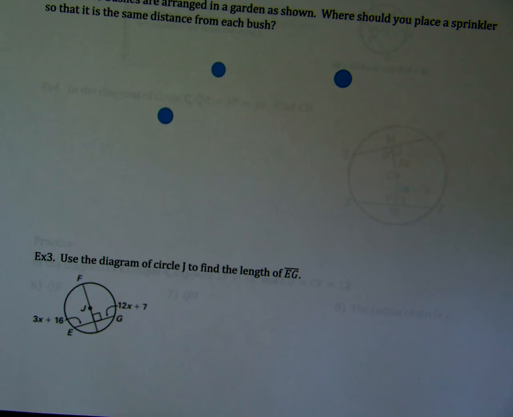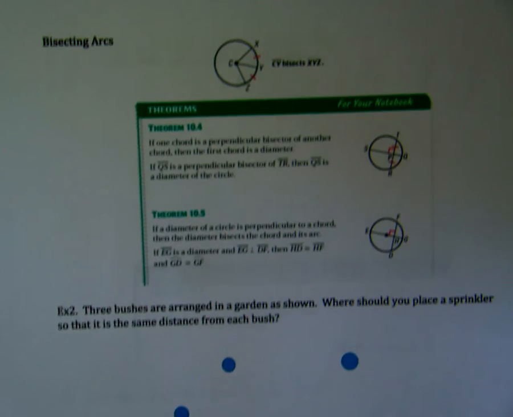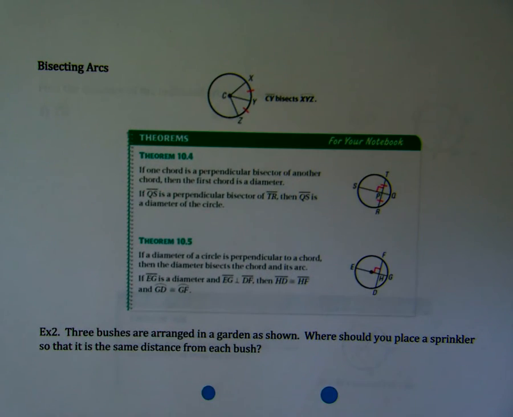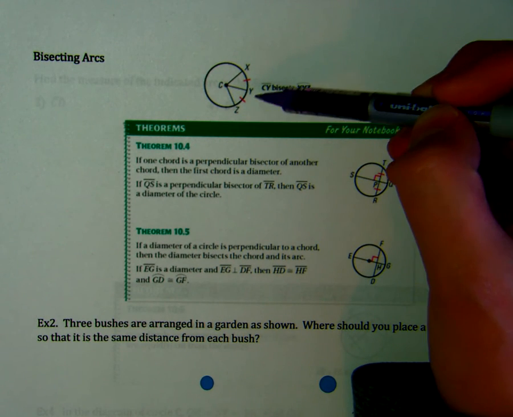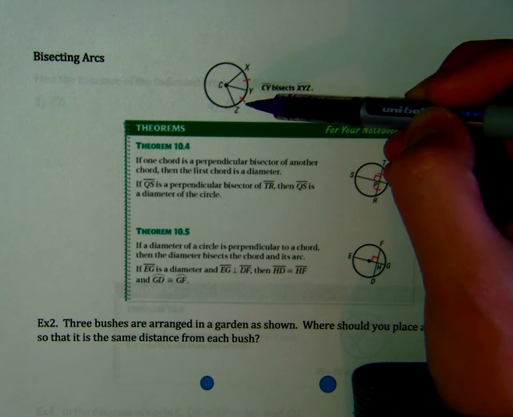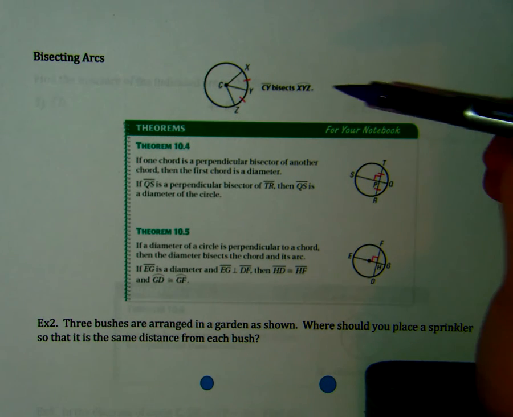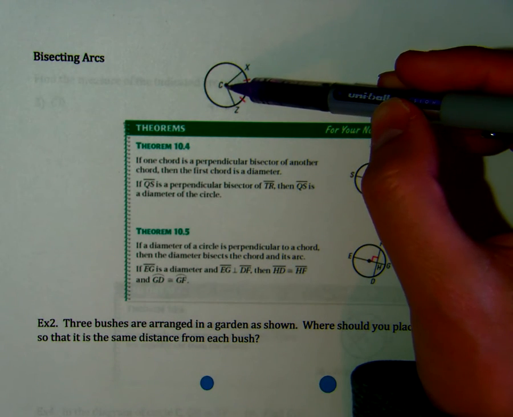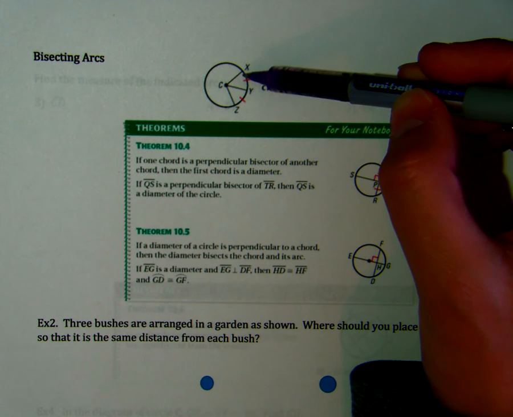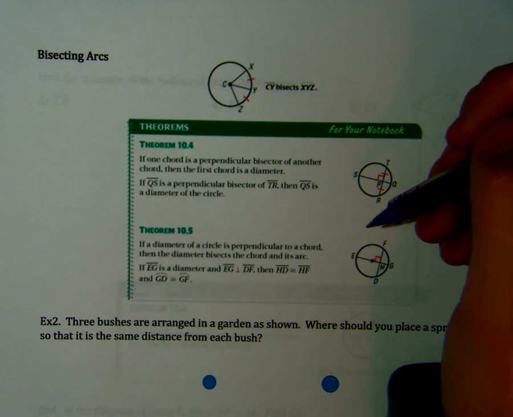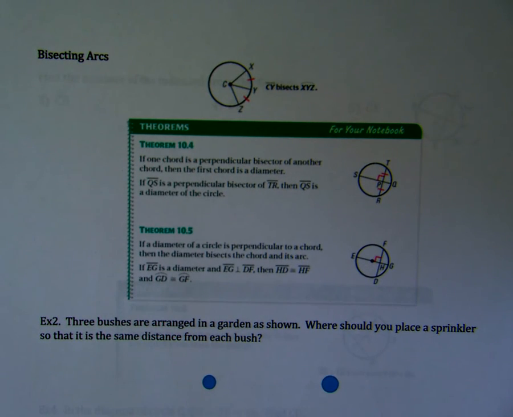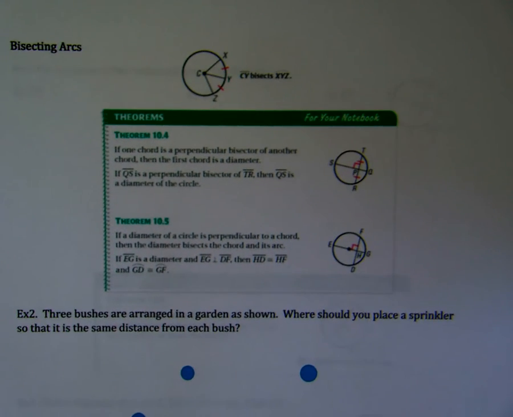Next property we have, just here quickly discussing the idea of bisecting arcs. Okay, so here we have arc XZ, all right? And just like segments can be bisected, so can arcs. So in this case, the segment, the radius, CY, bisects this arc, okay? And so we just need that definition of bisector for these next 2 theorems, all right?